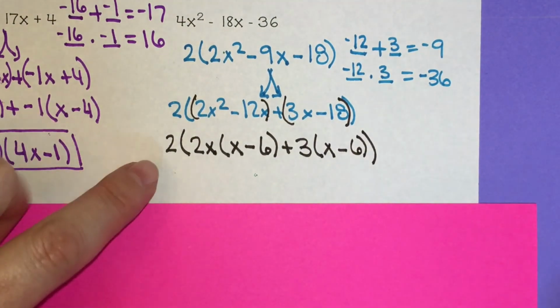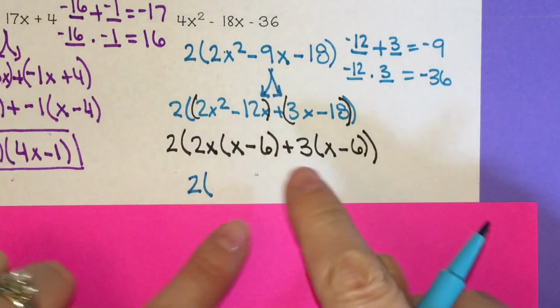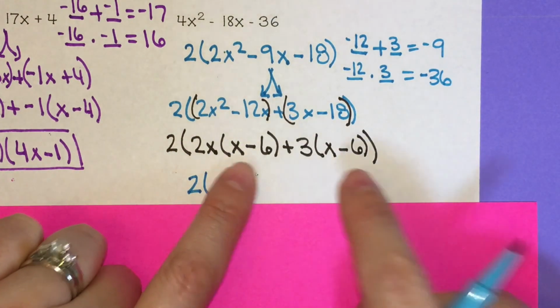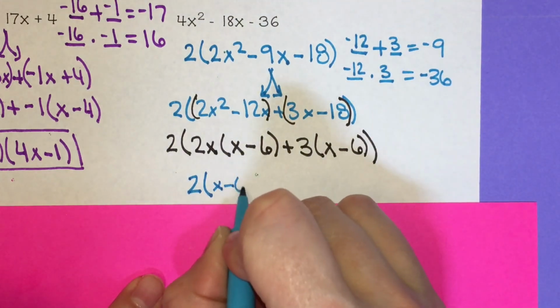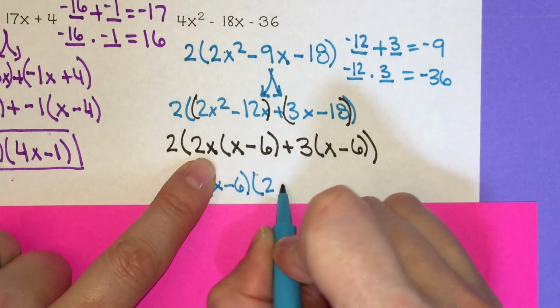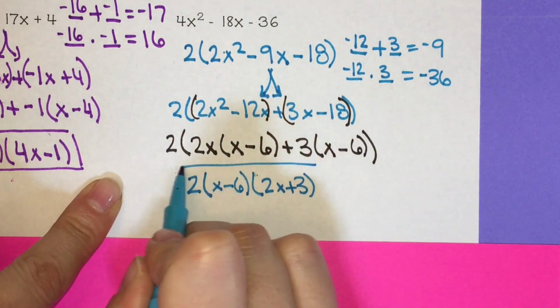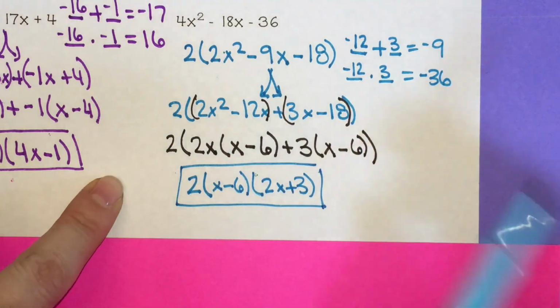So my final answer, we still have the 2 factored out on the outside. Inside, my greatest common factor is x minus 6. And that's multiplied by what's left over, which is 2x plus 3. Hopefully you were able to factor these more complex quadratics.